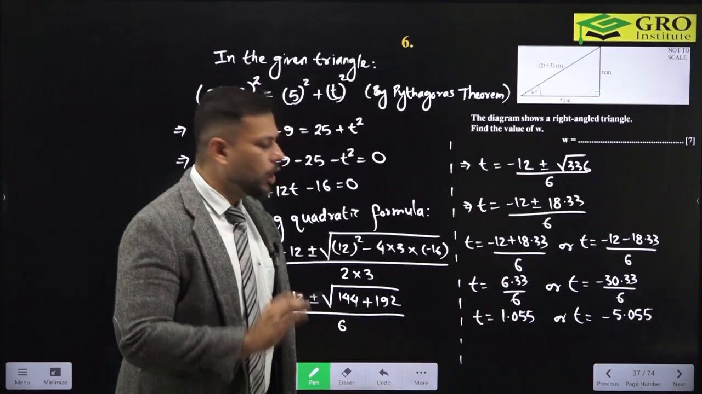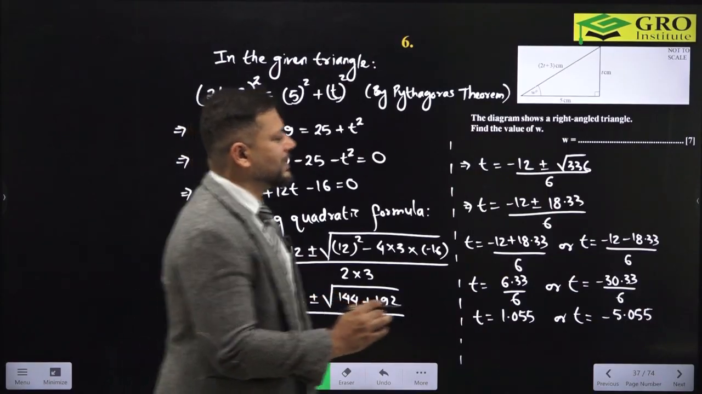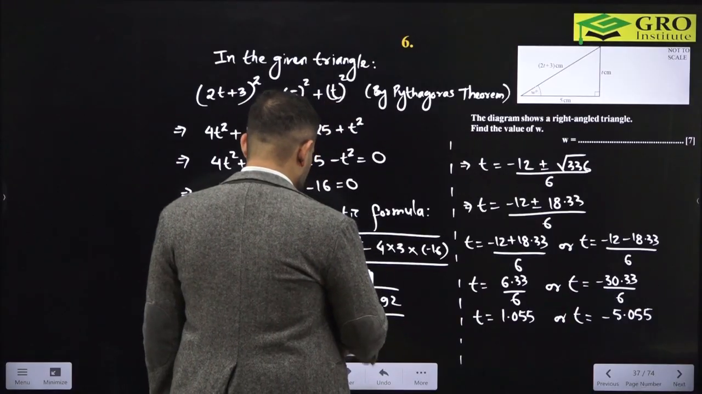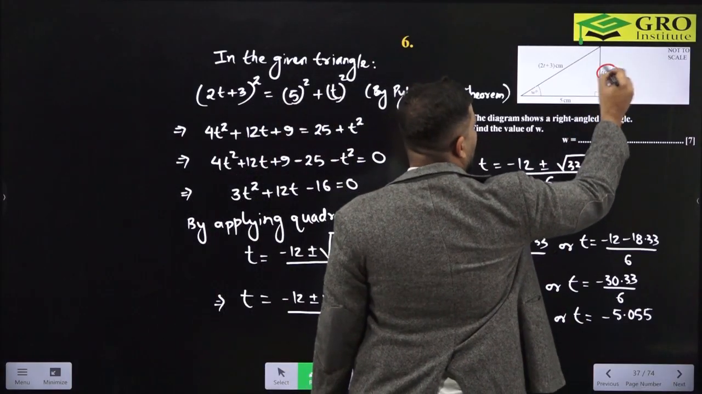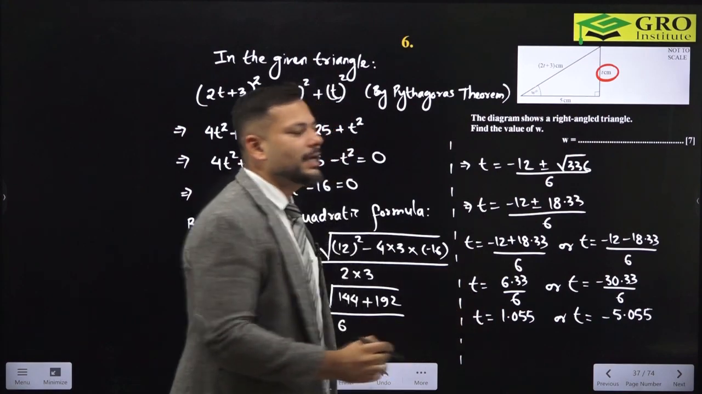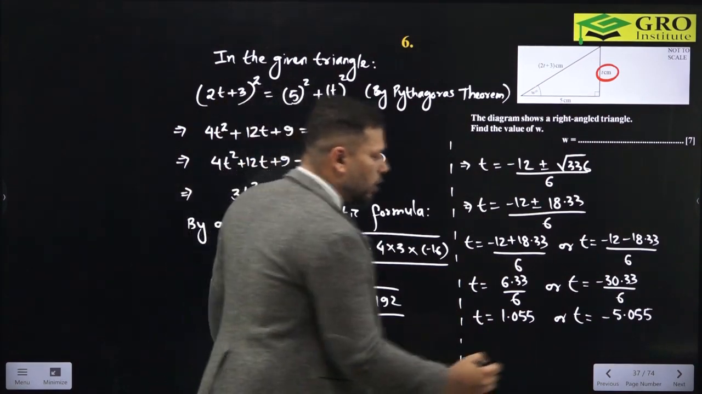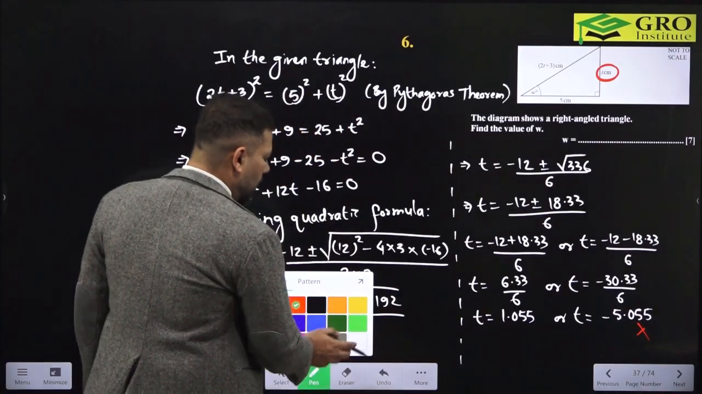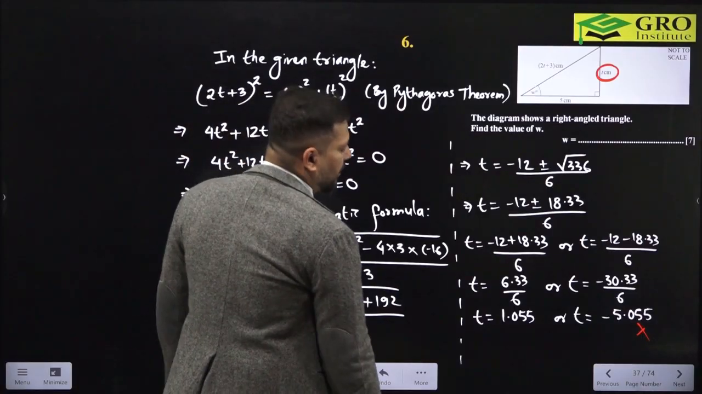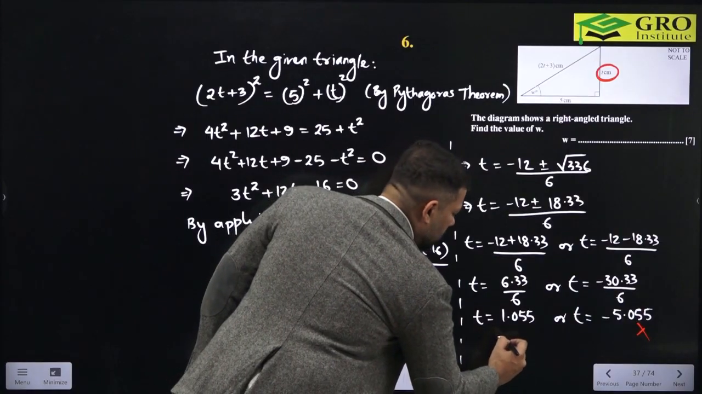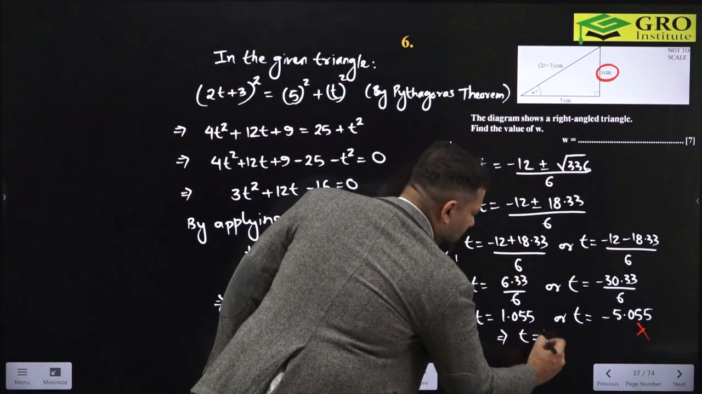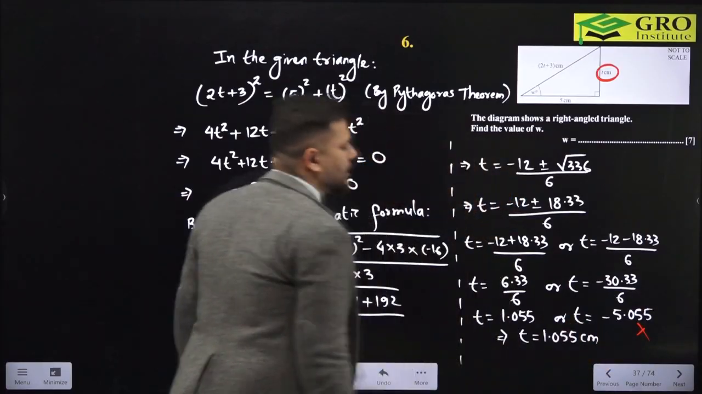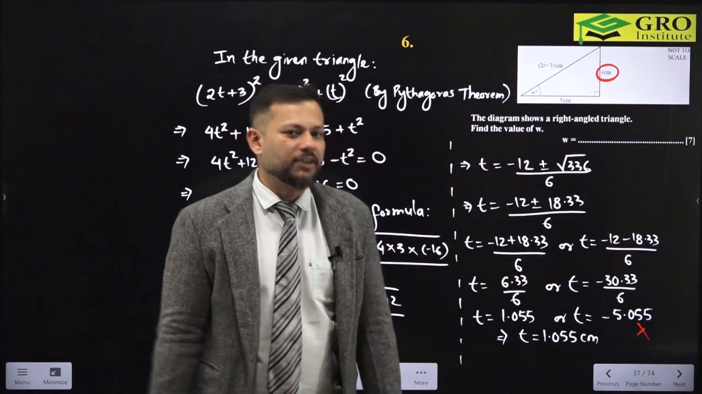So guys, we have two values of t with us right now, and which value should we take? Can we take both? No, because t is representing the height of this triangle, isn't it? t is the height or the length of this side, and the length of a side cannot be negative, so we will not take this negative value of t. So t is going to be 1.055 centimeter.